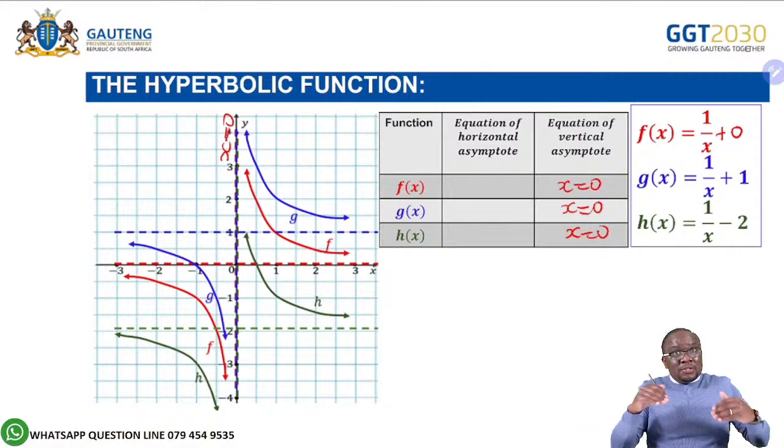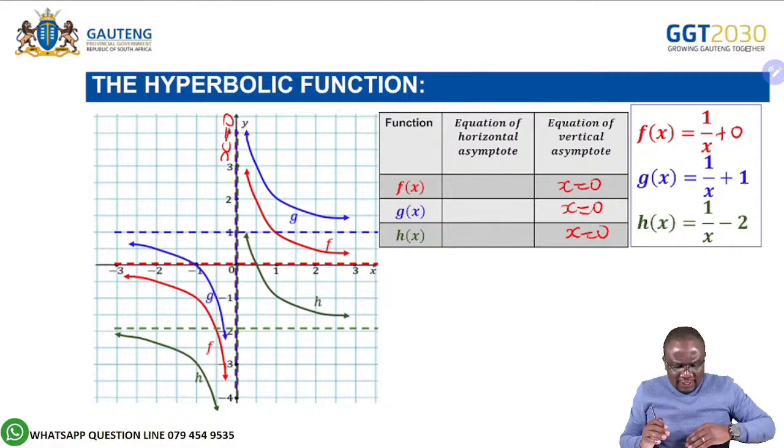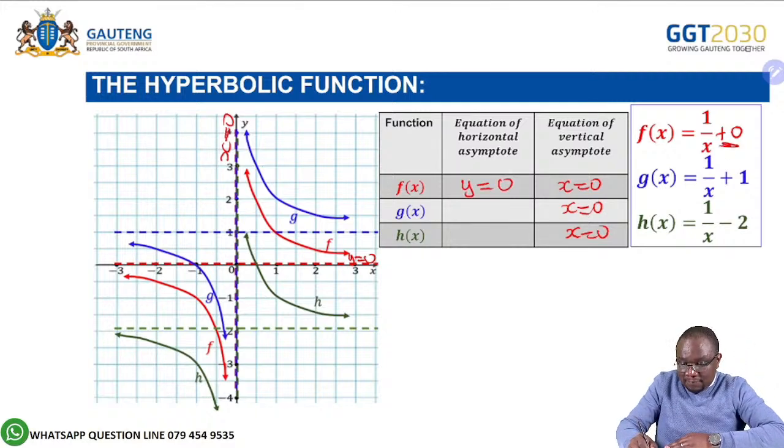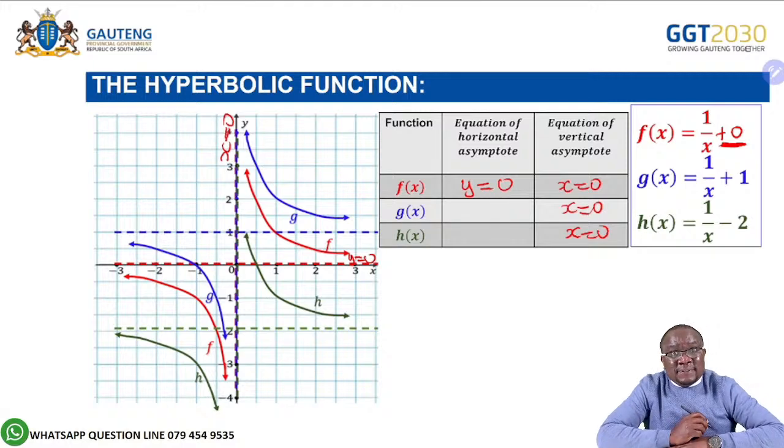You can see those dotted lines. There's a green one, red one, and blue one, isn't it? So they are different. Let's start with f of x. This is y is equal to 0. Can we link it to the q value here? Yes, we can. You see, the q value there is 0.